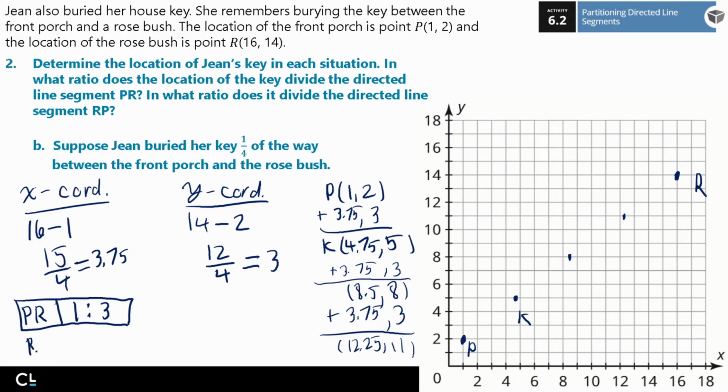But if we want RP, we do the opposite way. How many chunks from R to K? 1, 2, 3, and then 1. So it's 3 to 1. And there we go. We wrote out our ratios and we cut up our line segment. Let's see our next one.